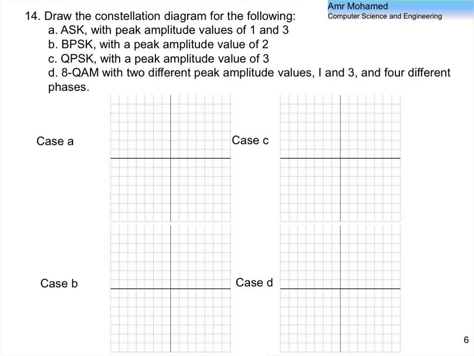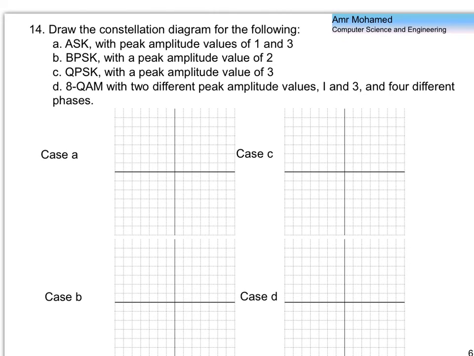So here we are required to draw the constellation diagram, or IQ diagram, for these following cases. The first case is ASK with peak amplitude values of 1 and 3. For ASK, as we have started, we don't change the phase, which means that the phase of the sine wave, the analog signal that is used to represent the digital data, is always 0. So for the IQ diagram, the phase is always 0, which means that we are always in the x-axis.